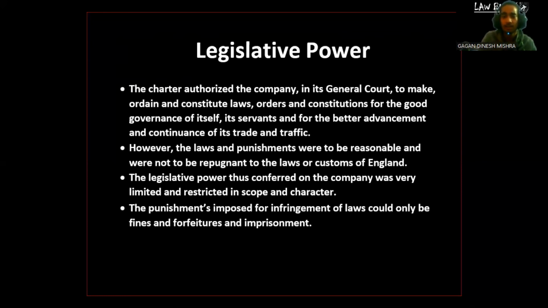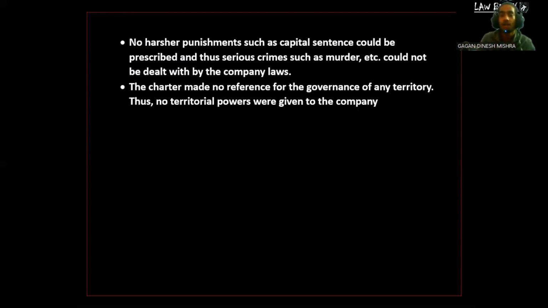Whatever legislative powers the company had were very restricted in scope and character. Why? The next point will tell. Because punishments imposed for infringement of laws could only be fines, forfeitures and imprisonment. Because whatever punishment the General Court of the East India Company gave just needed to be some fines, forfeitures and imprisonment. No harsher punishment such as capital sentence could be prescribed, and thus serious crimes such as murder etc. could not be dealt with under the company law.